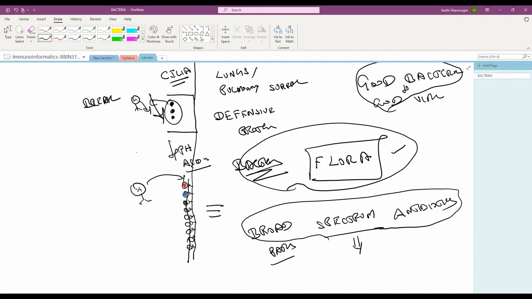Is it good or not? Taking a broad spectrum antibiotic, is it good or not? Not good, sir. Why is it not good? Somebody is saying not good.